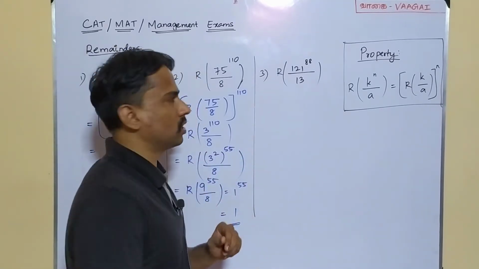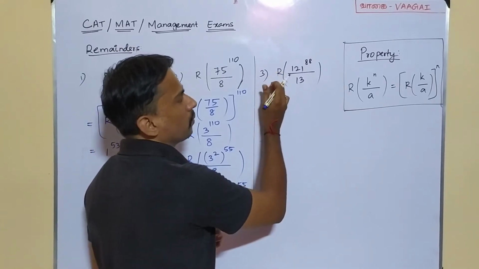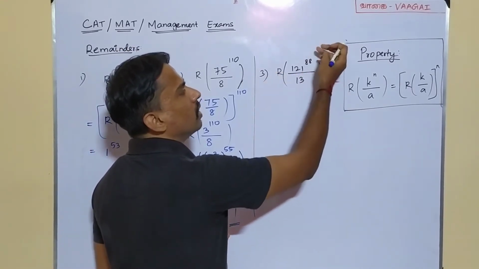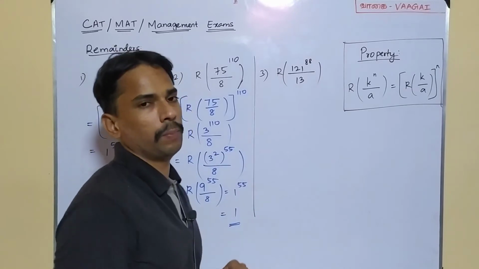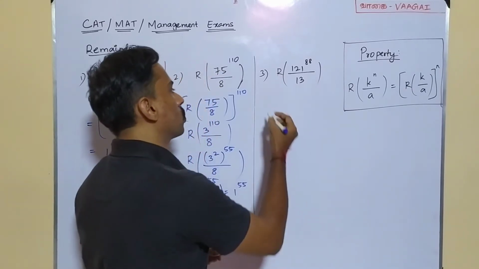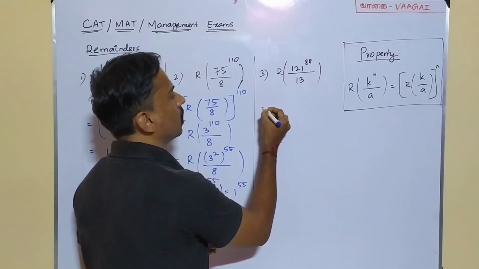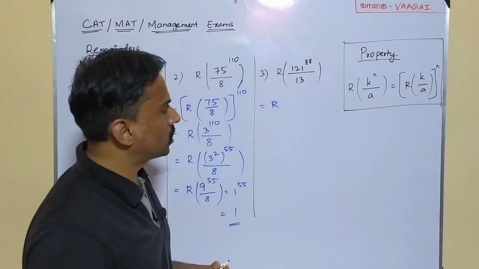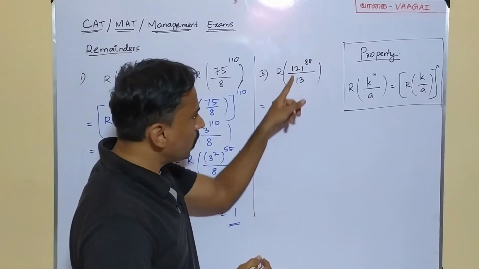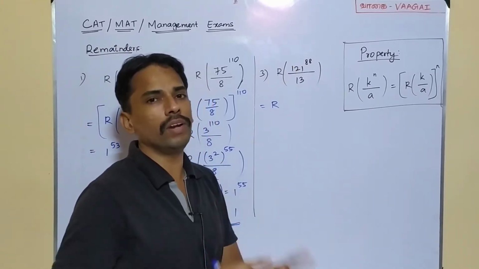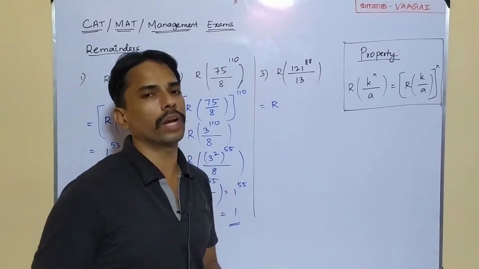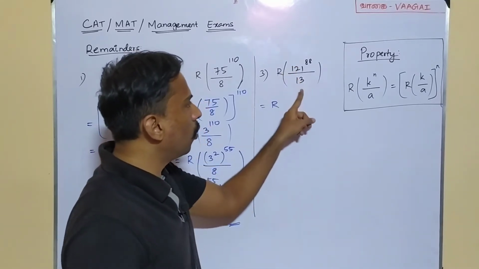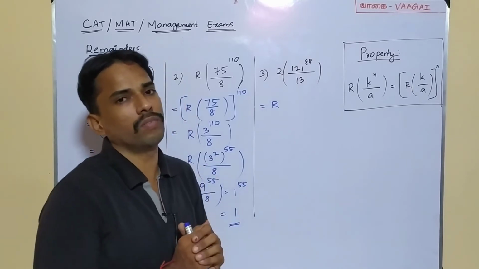Yes, come to the third question. Here we have a remainder. What's the remainder when 121 raised to 88 is divided by 13? This is our question. So as usual, what we can try doing is just dividing 121 by 13 alone. In 121, how many 13s can you collect?